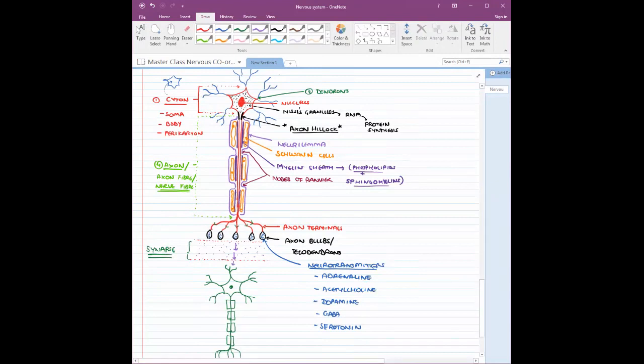Now see, if this connection is going to be complete like this, then the impulse will keep on passing like that again and again. So in order to avoid that continuous impulse, I need to remove the neurotransmitter from here. So how am I going to remove it?